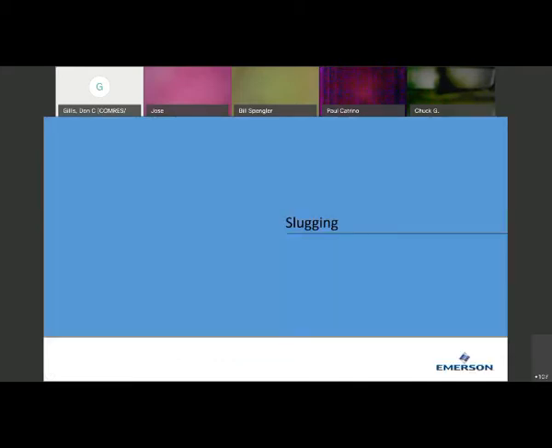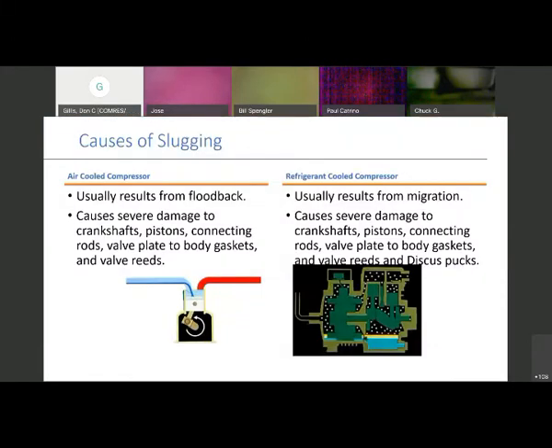Slugging is nothing more than, I always refer to it as like a bullet. It's a liquid bullet in our vapor pump, okay? Whenever we see broken parts, I tell the students or the technicians, write it down. It's part of your story. You took a slug. And there may be other issues, but you for sure took a slug, okay?